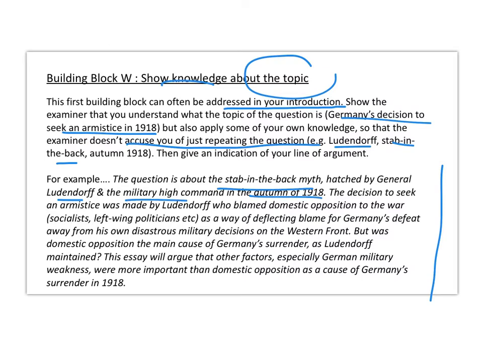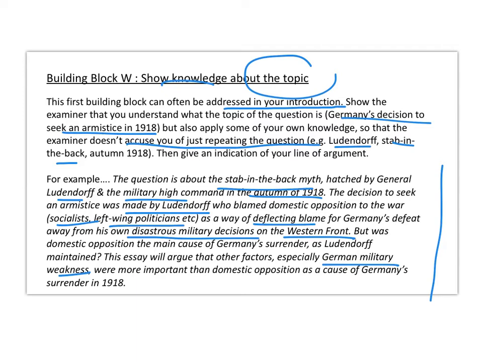The decision to seek an armistice was made by Ludendorff, who blamed domestic opposition to the war, socialists, left-wing politicians, etc., as a way of deflecting blame for Germany's defeat away from his own disastrous military decisions on the Western Front. But was domestic opposition the main cause for Germany's surrender, as Ludendorff maintained? This essay will argue that other factors, especially German military weakness, were more important than domestic opposition as a cause of Germany's surrender in 1918.